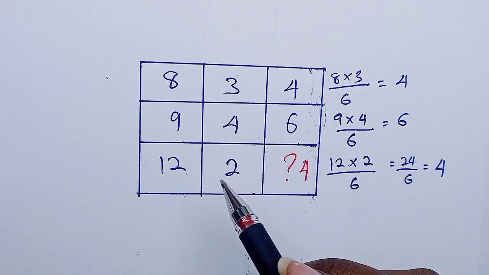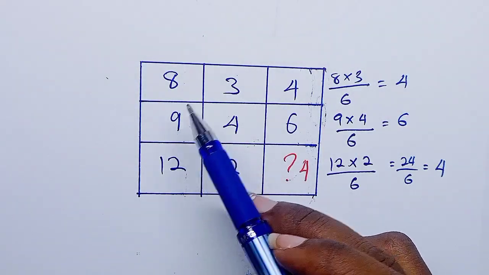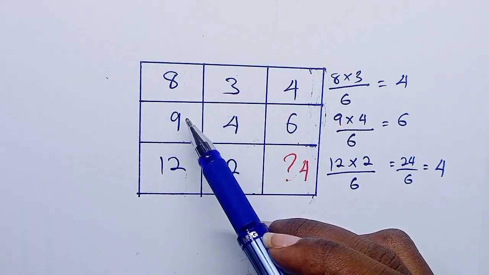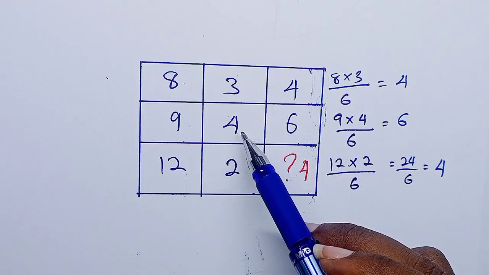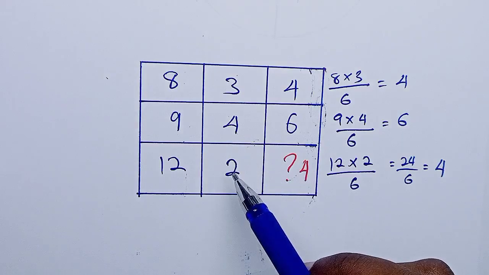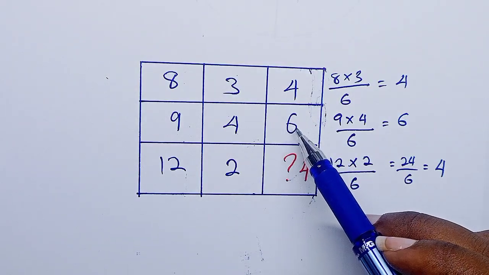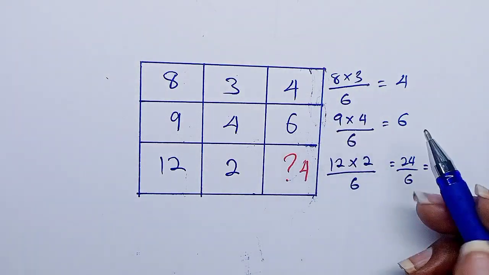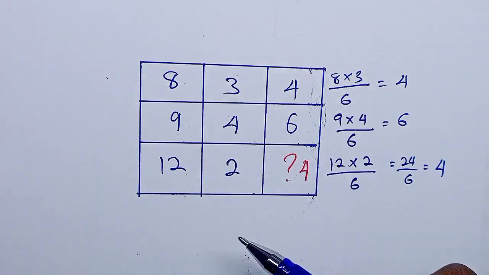columns, okay? When you multiply 8 times 9, you get 72. 72 divided by 6, you get 12. 3 times 4 is 12. 12 divided by 6 is 2. 4 times 6 is 24. 24 divided by 6 is 4. So it works either row-wise or column-wise.